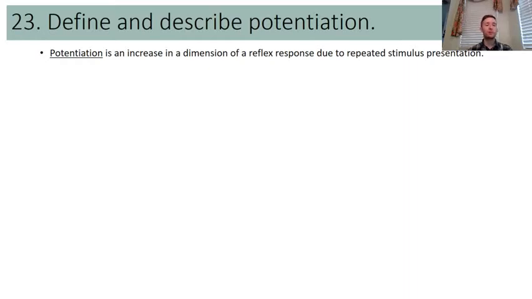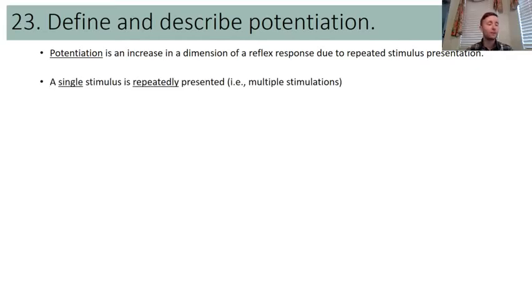Potentiation is different from habituation in that it is a gradual increase in a dimension of a reflex response, or a strengthening of that reflex response, whereas habituation is a gradual decrease in a dimension of a reflex response, or a weakening. So a single stimulus is repeatedly presented. There are multiple stimulus presentations or multiple stimulations.